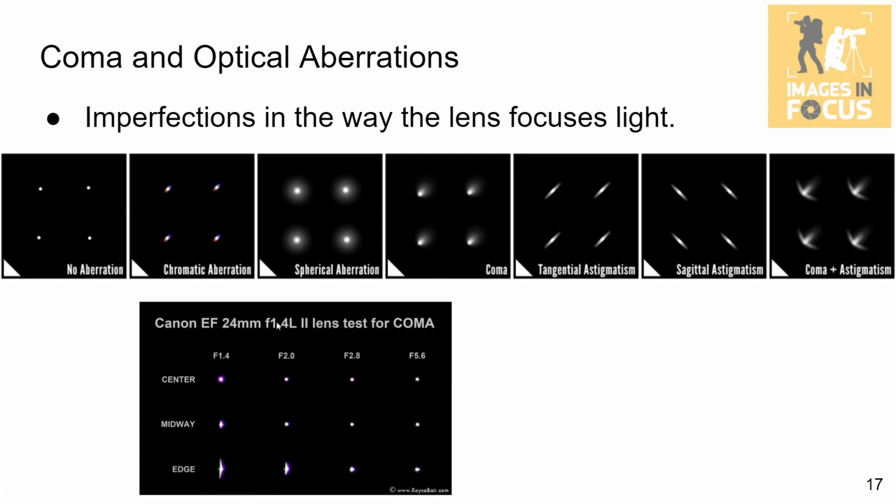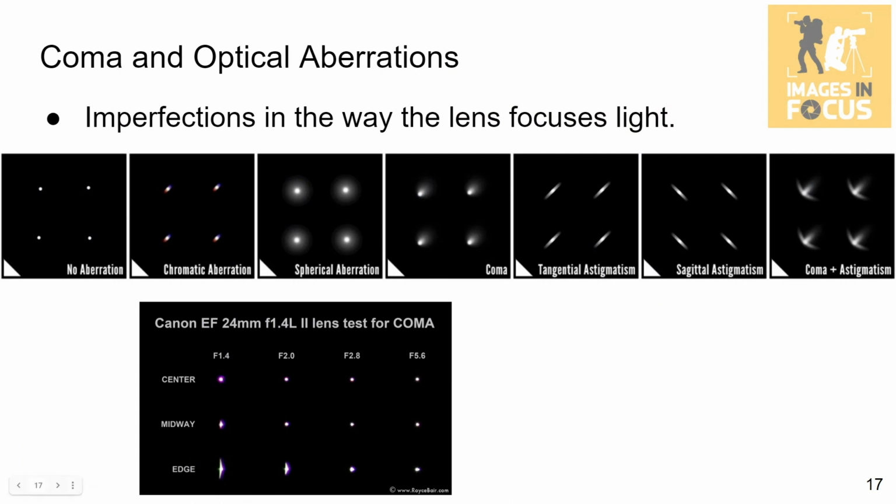As you can see from this test on the Canon 24mm lens done by my good friend Royce Baer, at f1.4 in the center, the aberrations are fairly well controlled. You see some spherical aberration, of course, going on. As we go midway into the frame, you start seeing some of this triangle-shaped chroma appearing. And then as we go to the very edge, we get these like bird-like stars, these big old long triangles.